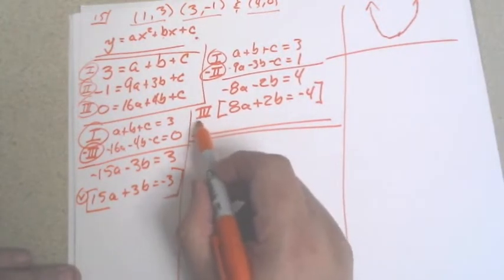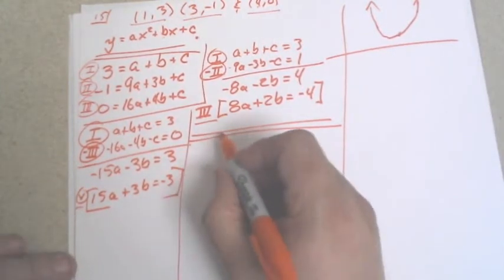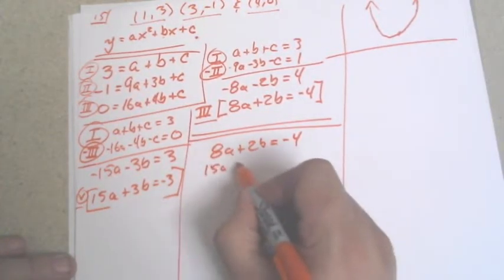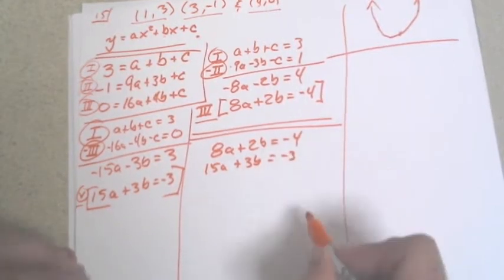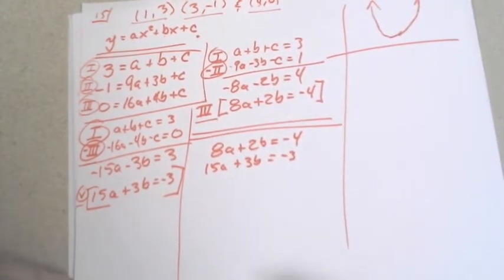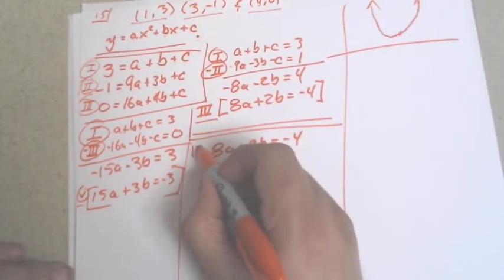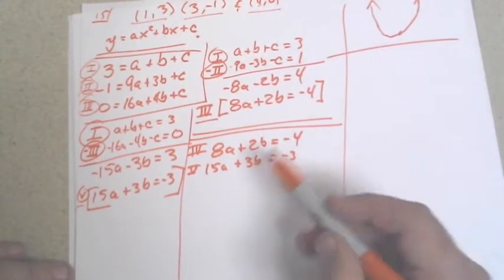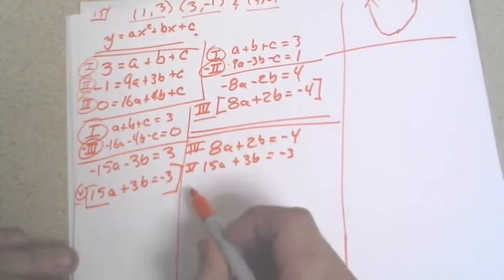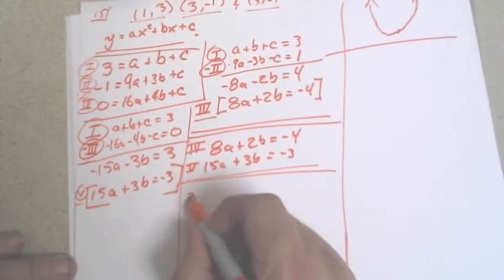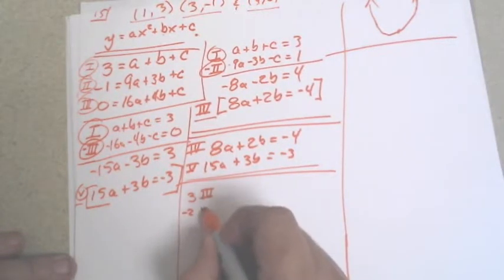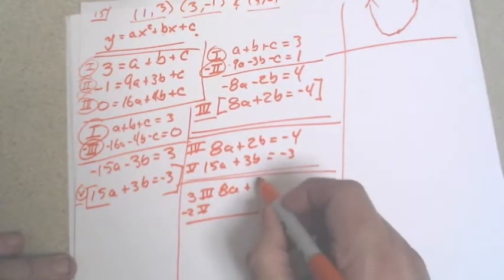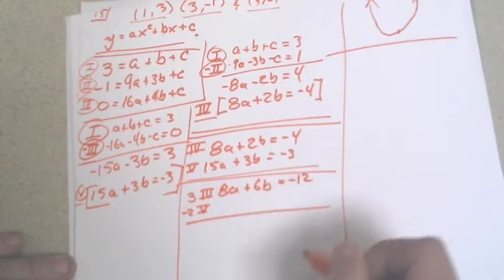So 2 equations, 4 and 5, with 2 variables. If we had 8a plus 2b equals negative 4 and 15a plus 3b equals negative 3, we should be able to solve that new system. And again, this is 4 and this is 5. Now, to solve that system by elimination, we need some of the variables to match. It's probably better for the b's to match here. So how about 3 times equation 4 and -2 times equation 5? That's going to give us 24a plus 6b equals -12.